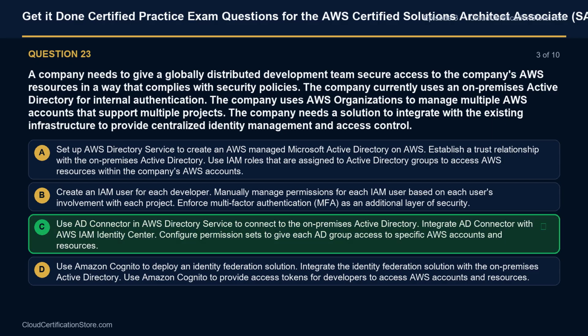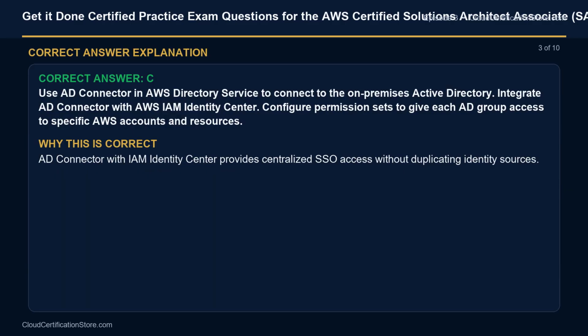The correct answer is C. Use AD Connector in AWS Directory Service to connect to the on-premises Active Directory. Integrate AD Connector with AWS IAM Identity Center. Configure permission sets to give each AD group access to specific AWS accounts and resources. Explanation: AD Connector with IAM Identity Center provides centralized SSO access without duplicating identity sources.